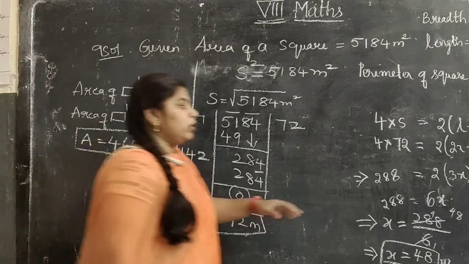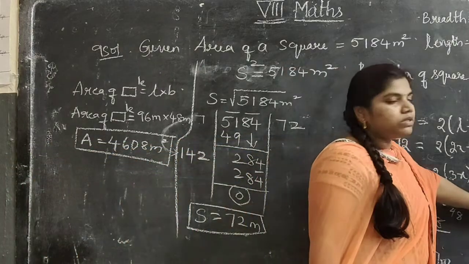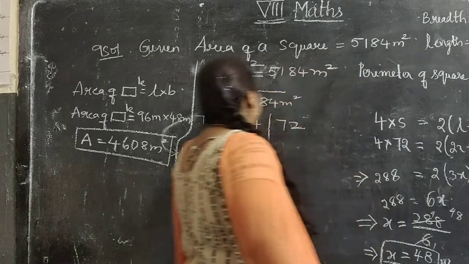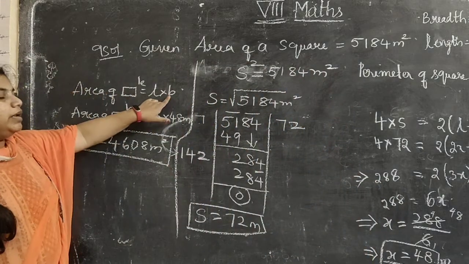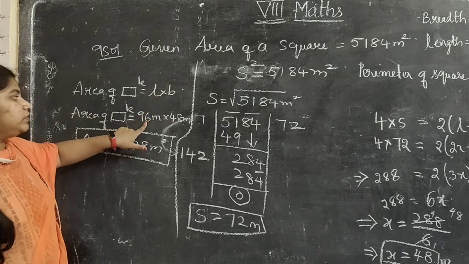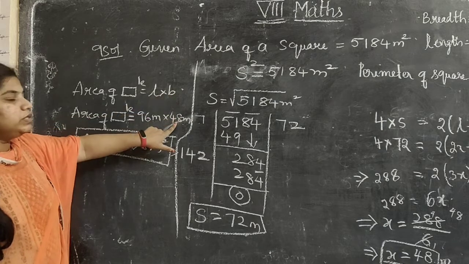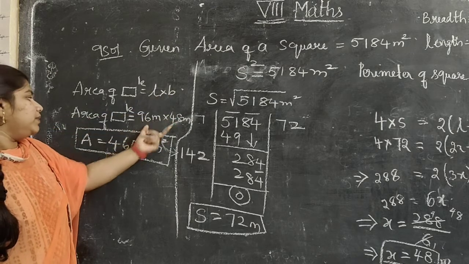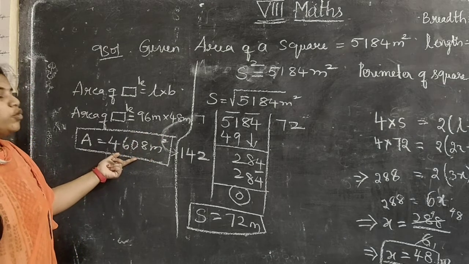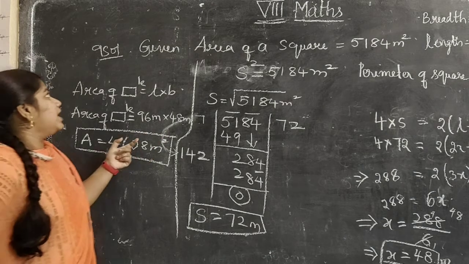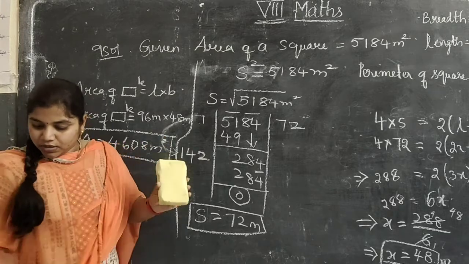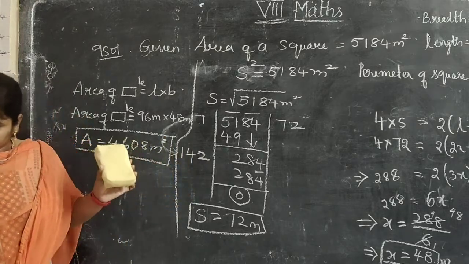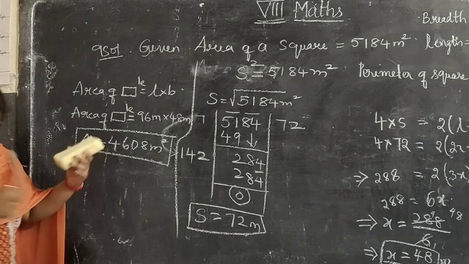So already we got the length value and breadth value. By using these, we are finding the area of a rectangle. What is the area of a rectangle here? Length into breadth. The length value is 96 meters, the breadth value is 48 meters. Just multiply this, you got 4608 meters square. So this is our last problem in the 6.2 exercise. The next exercise is 6.3.